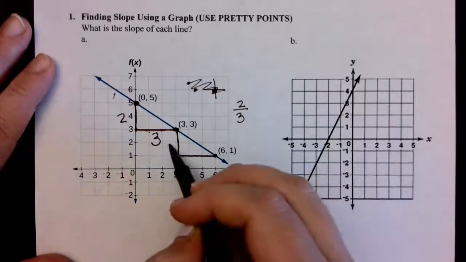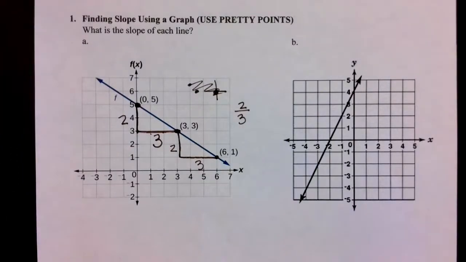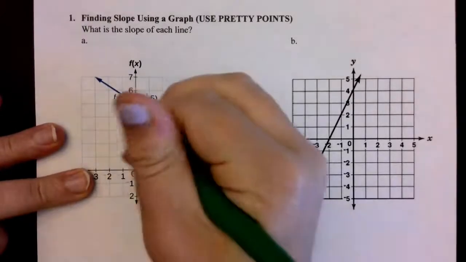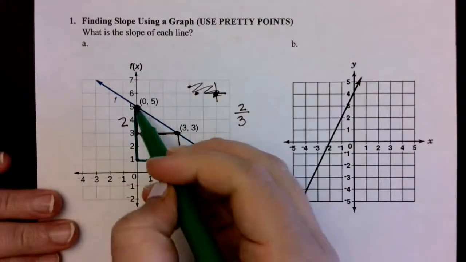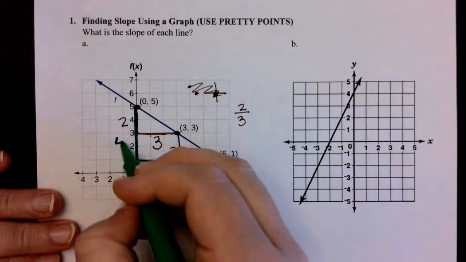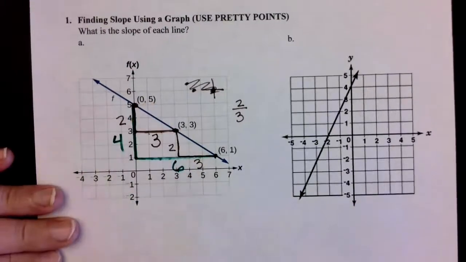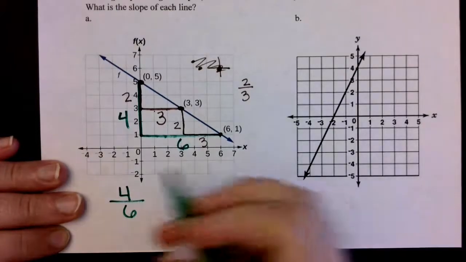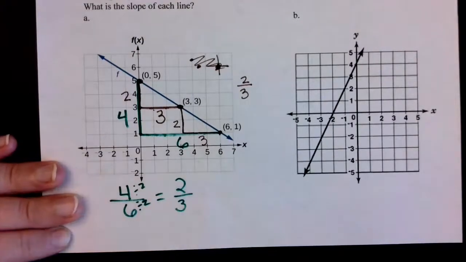Now if I wanted to pick these 2 points, I have to make the triangle. And if you notice, that's also 2 over 3. What if I wanted to use the 2 outermost points? I'd go down 1, 2, 3, 4 over 1, 2, 3, 4, 5, 6. Now those numbers are different, but let's look at this. 4 over 6 simplifies. You can divide both those numbers by 2 to get 2/3.